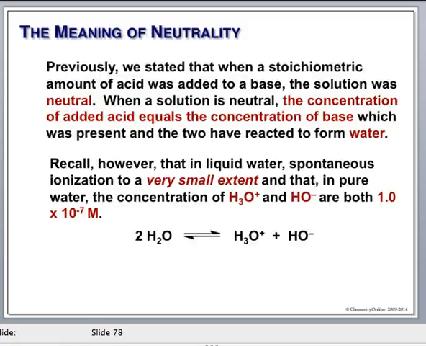All right, let's go back to this. I said we were going to use this a lot. We said that a neutral solution was going to have 10 to the minus 7 moles per liter of hydronium and 10 to the minus 7 moles per liter of hydroxide. That's what we have in a neutral solution.